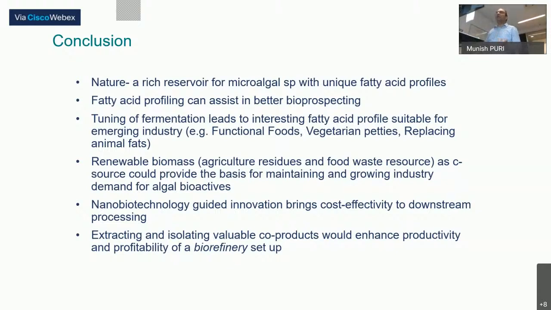They have replaced the animal fat. Guys, this is a very big thing. Replacing animal fat is the next revolution which algae is going to make. We can use agriculture residue for economizing production, and nanobiotechnology is something which is going to be assisting us in bringing cost effectivity to the process.